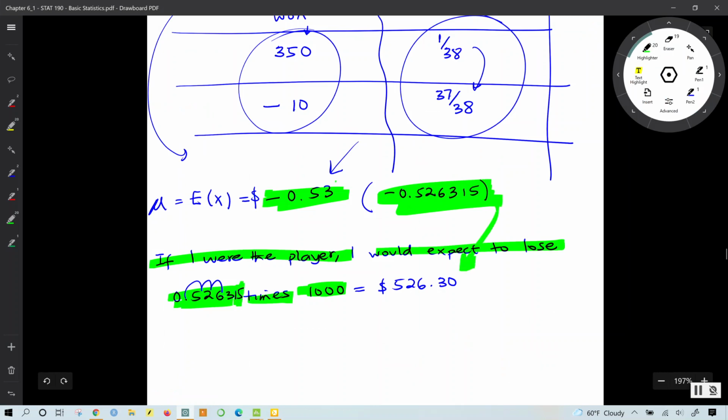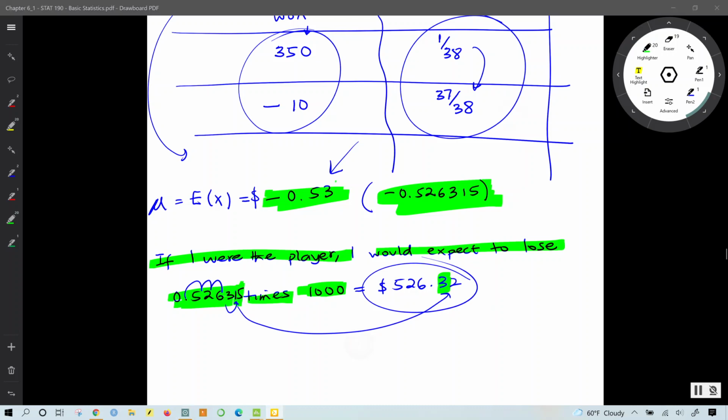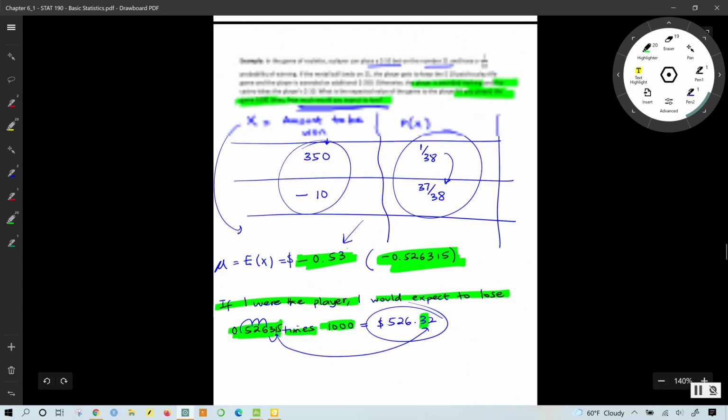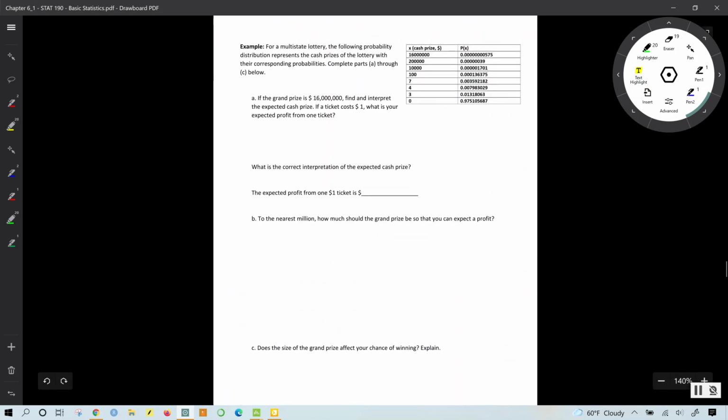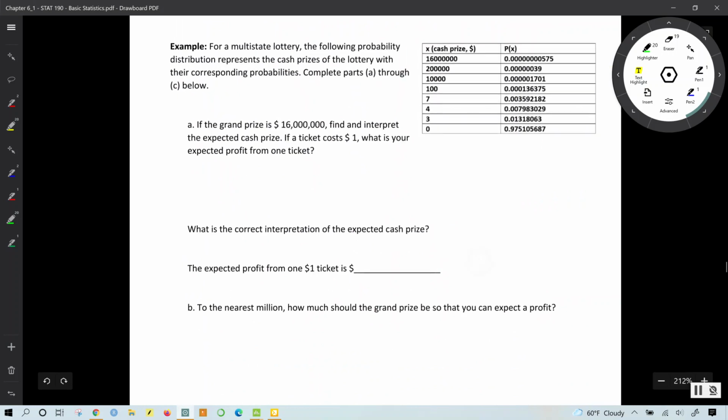So 0.526315 times 1000. That tells me, to be more exact, that this will give me 526.32 if I round it off to 2 decimal places. So that is how much I'll expect to lose. And with that said, we have completed that question. Then we proceed to yet another example of expected value.